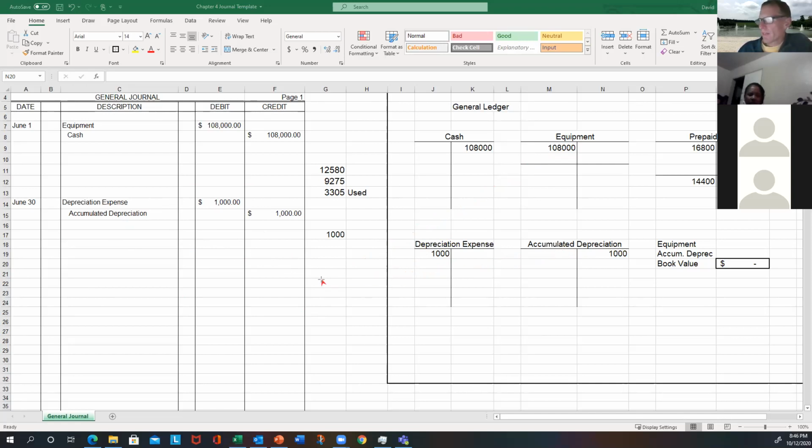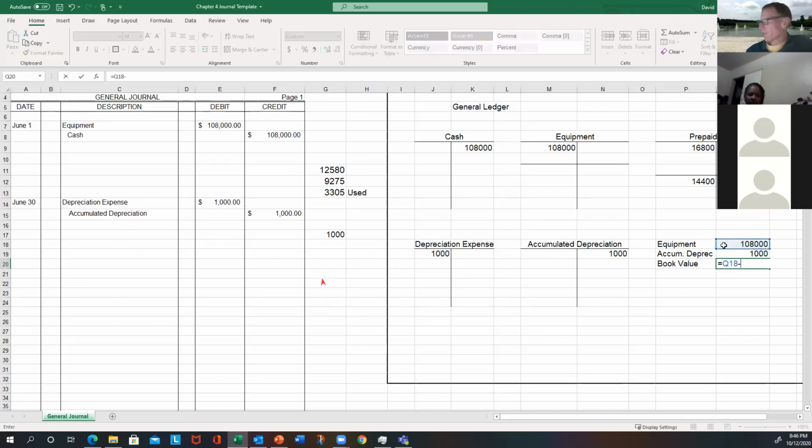That's the account on the balance sheet that keeps track of all your allocations, okay? Now, if we stop right here and say, okay, after 1 month, what would be the book value? Well, the cost, which was 108,000, and then the accumulated depreciation after 1 month, which is 1,000.